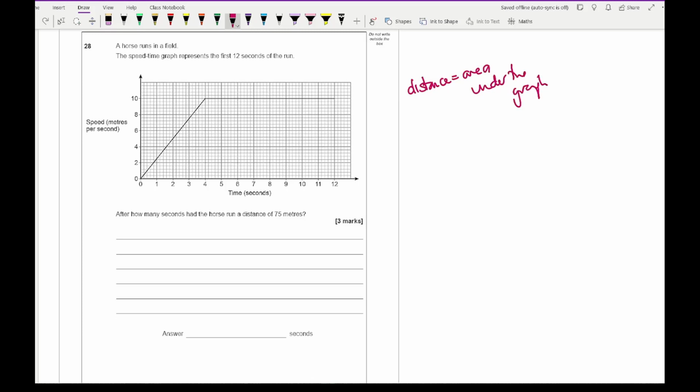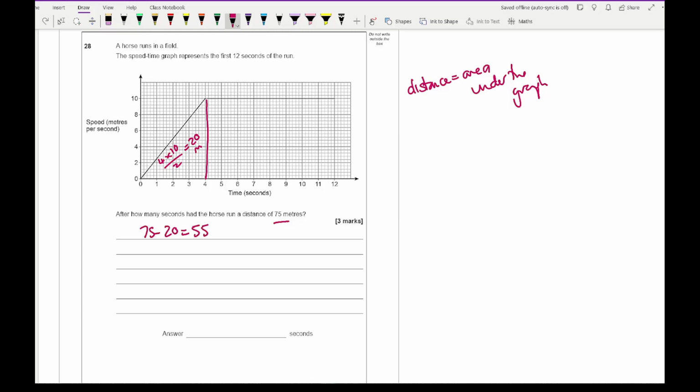So what I need to do first, if I just split this first section, in the first 4 seconds, I need to work out the area of this. Now to work out the area of this, that's going to be 4 times 10 divided by 2, which is 20. So this represents 20 meters. So what I'm then needing is 75 take away 20, which is 55.